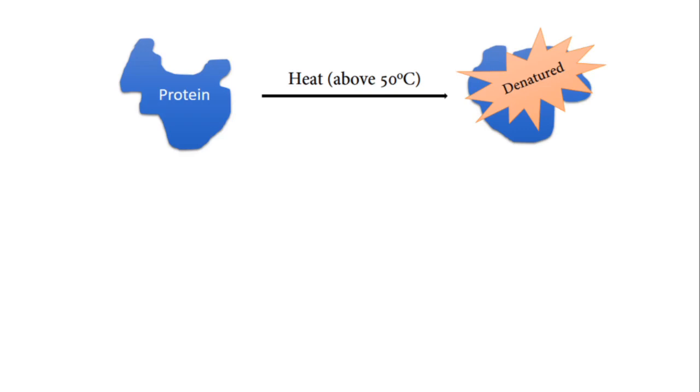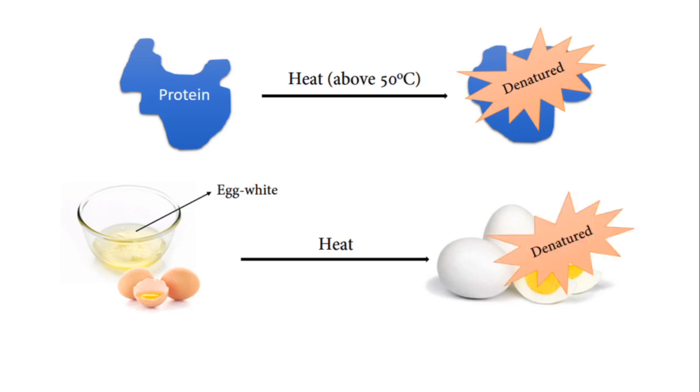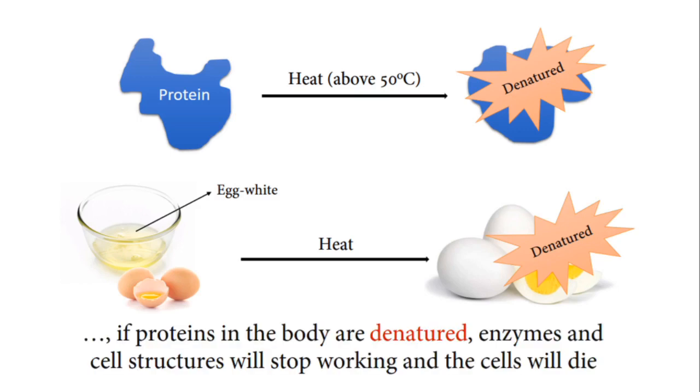Now let me break this down a little bit. The egg white, for example, is a protein. Naturally, the egg white is a clear runny liquid. But when it is heated, its molecules change shape and become a white solid, which cannot be changed back again. At this point, the egg white protein is said to have been denatured by heat. And so, since proteins form enzymes and many of the structures in the cell, if they are denatured, the enzymes and the cell structures will stop working and the cell will die.